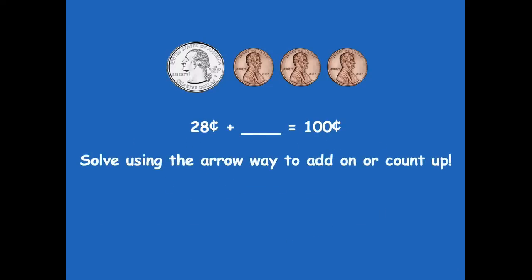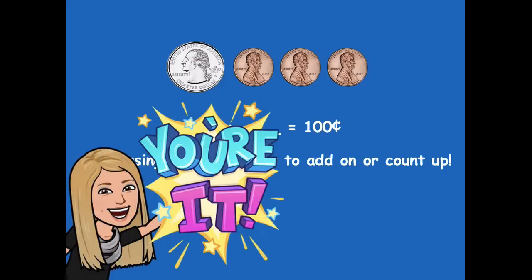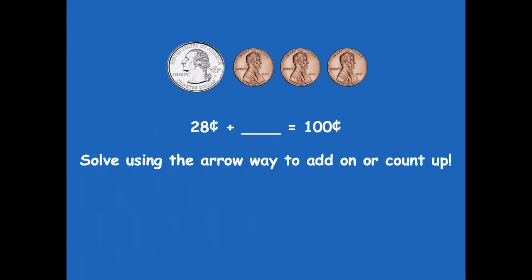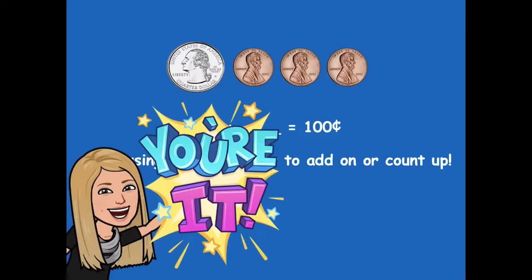All right, so we're going to solve using the arrow way to add on or count up. So you're going to pause the video. You're going to solve this problem for the unknown. Remember when you're using the arrow way, you're going to start with that 28 cents and you're going to count on with your coins until you get to 100 cents. Okay, so pause the video, find that unknown, and then click play when you're ready to go over it together.